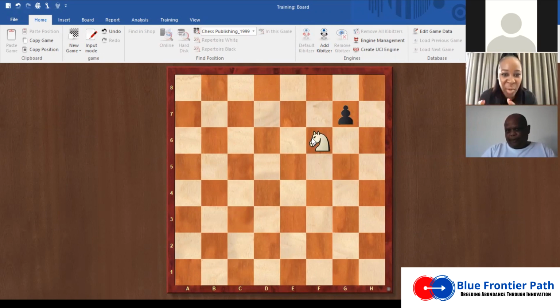Okay, so my pawn is here. It's on F6. That means, okay, let me start where the pawn is and go back. So that means 1, 2, 10. No, not that route.